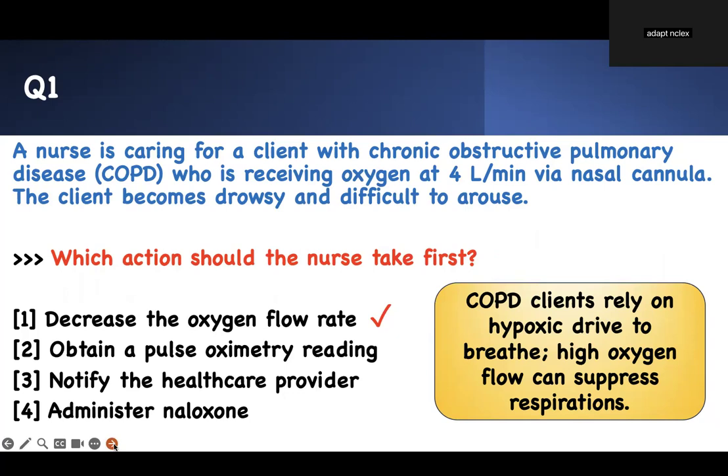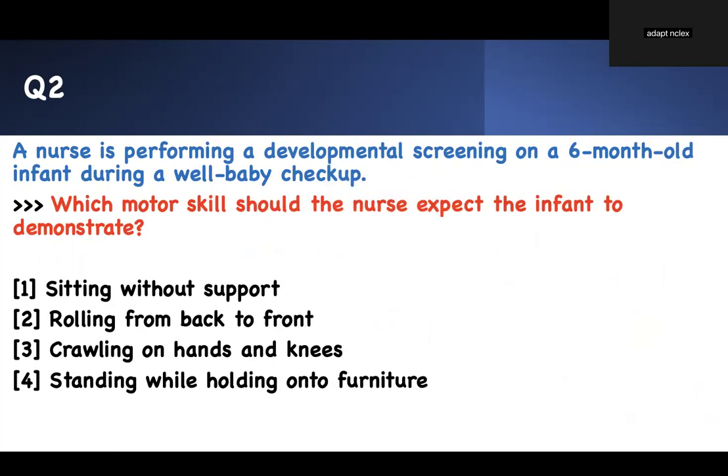Therefore, look at the second choice. Why would you check their saturation? The patient is in distress. It's not going to help you. Drowsiness and difficulty being aroused is more important than checking their pulse. I don't need to know about it. Calling the doctor, there's something you can do first. So 3 is wrong. Naloxone, there's nothing in the question that tells you this patient had opiates. Therefore, that is also a wrong answer. Don't pick it. Number 1, done.